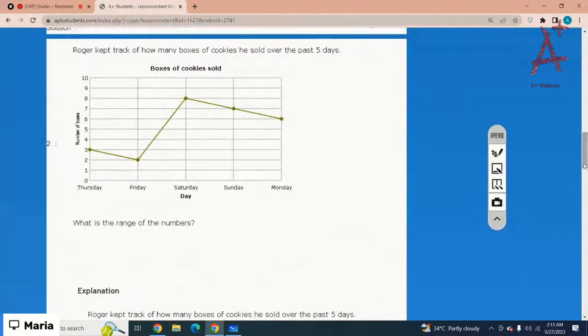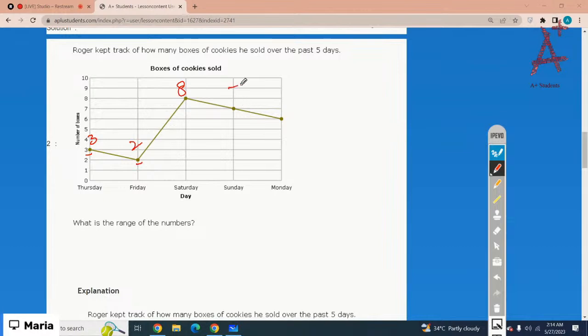Roger kept track of how many boxes of cookies he sold over the past 5 days. What is the range of the numbers? You have to calculate the range first. Let's just read the values from the table. So here you have 3, here you have 2, here you have 8, here you have 7, and here you have 6. So how do you calculate the range?